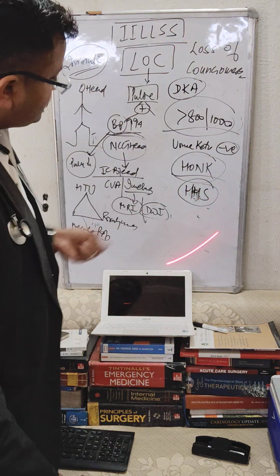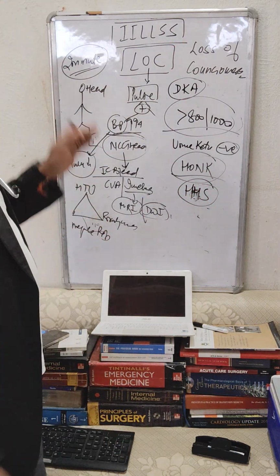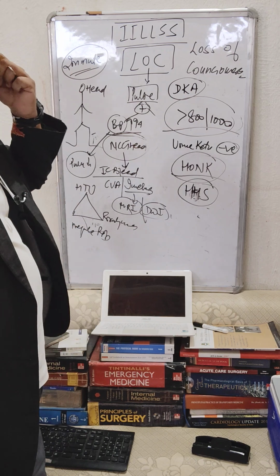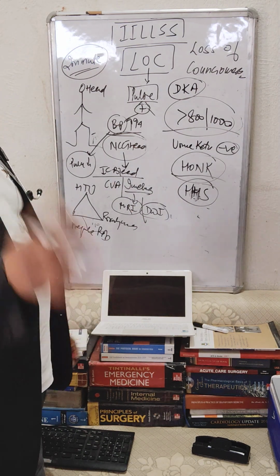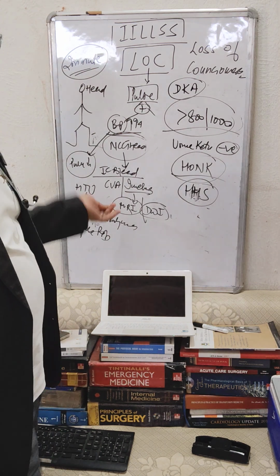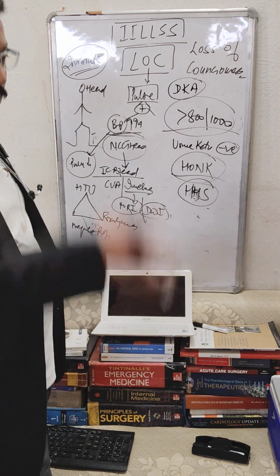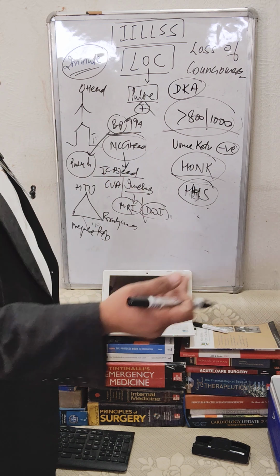So this is how, within 2 minutes, we can evaluate any patient who comes to the emergency department with loss of consciousness. The most deciding factor is pulse. If pulse is absent, go for the cardiac arrest protocol. If pulse is present, look at the vitals. Vitals give you a clue.